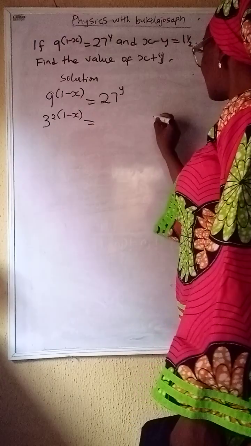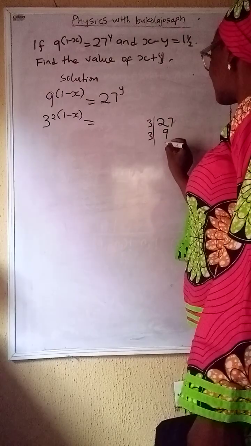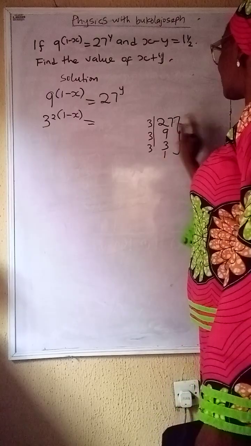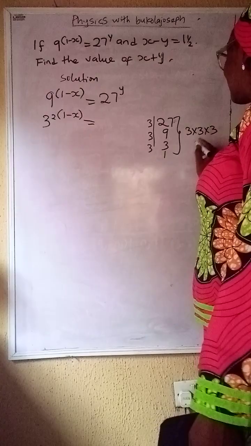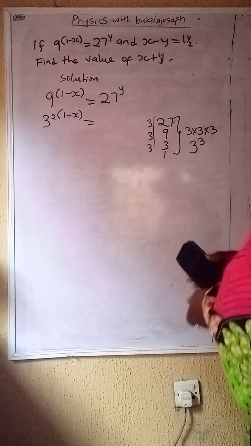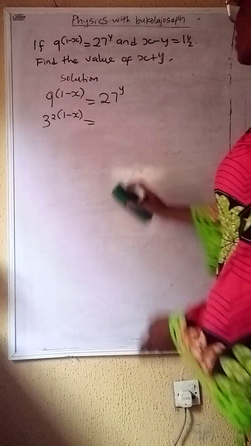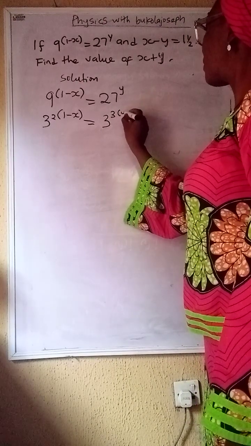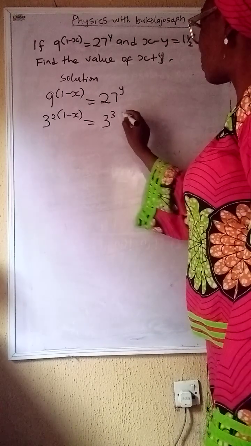Let's do this for 27. 3 into 27 is 9, 3 into 9 is 3, 3 into 3 is 1. So it means that 27 is equal to 3 times 3 times 3, which is the same thing as 3 raised to power 3. I hope you are following. So we substitute 27 with 3 raised to power 3. So we have 3 raised to power 3y. If you like, don't put the bracket, and then we'll have 3y instead.